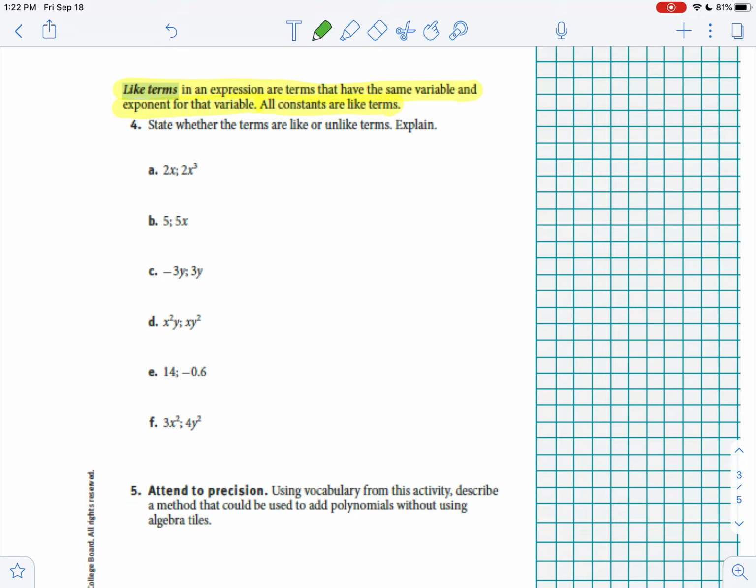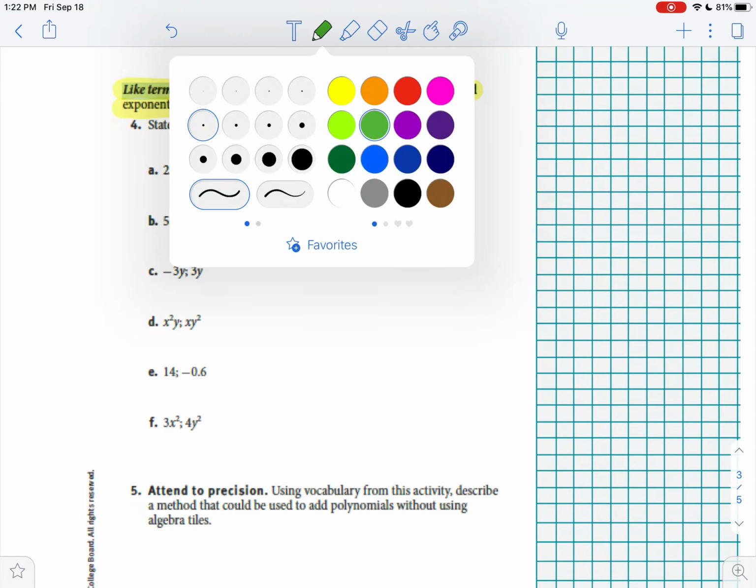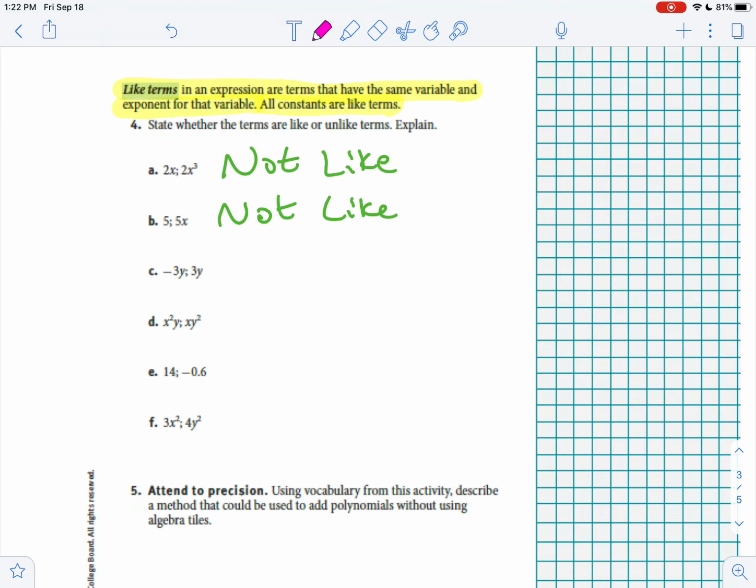So for part A, we have 2x and 2x cubed. We would say that these are not like terms because they have the same variable but a different power. Okay, for B, we would also say not like because one has a variable and one does not. C, however, you can see they both have y to the first power. Coefficient doesn't really matter. Same variable, same exponent for the variable. So these are going to be considered like.